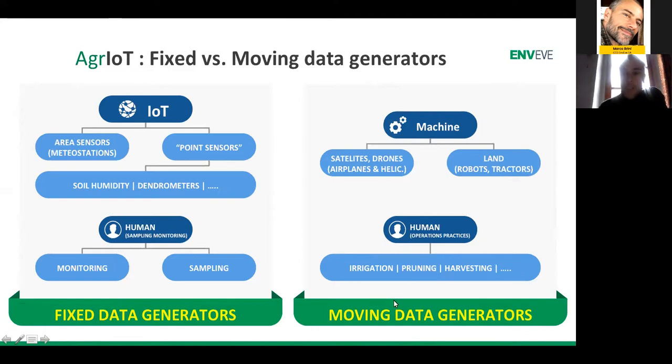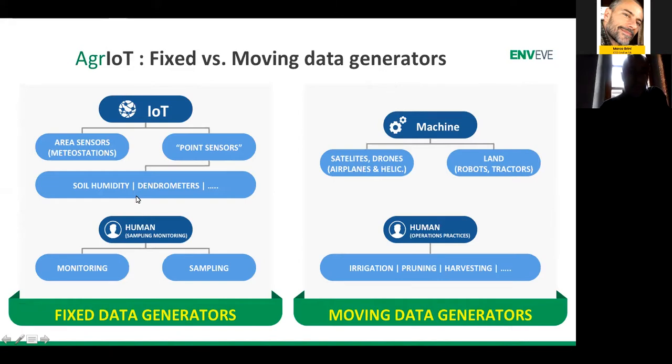Versus moving data generators, in this case, the human moves, goes there and does an action which may be irrigating, pruning, harvesting, so it's actually doing something. And we consider the Internet of Things data generated as fixed data generators.